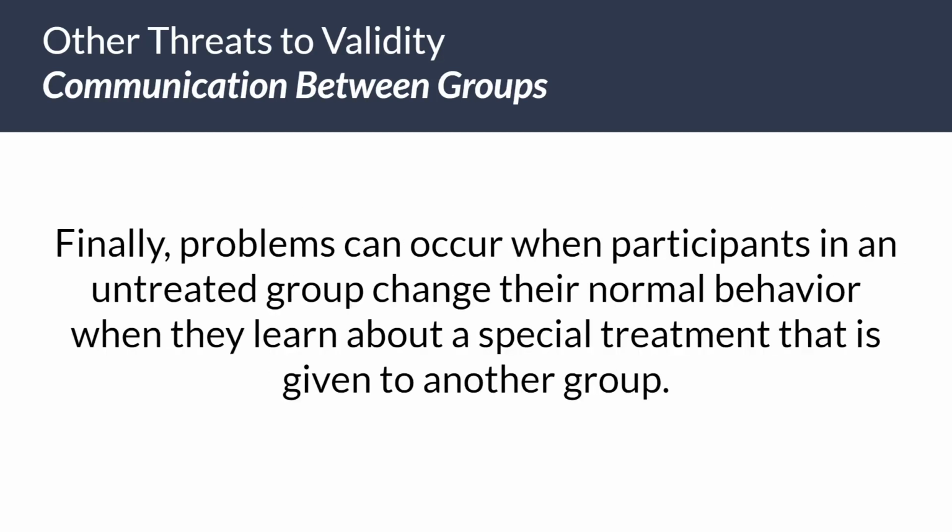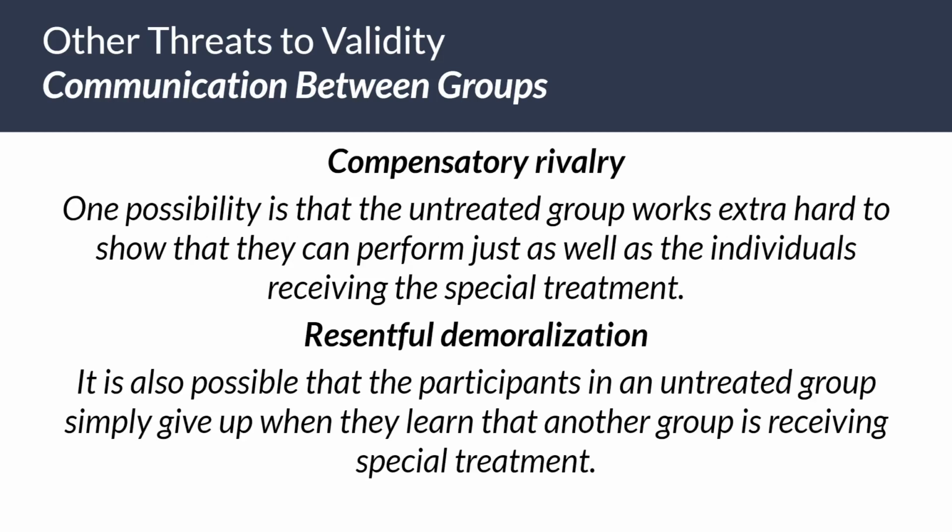And finally, problems can occur when participants in an untreated group change their normal behavior when they learn about the special treatment that is given to another group. That's why we have what we call compensatory rivalry and resentful demoralization. When we say compensatory rivalry, one possibility is that the untreated group works extra hard to show that they can perform just as well as the individuals receiving the special treatment. So even without therapy, I will do my best to make it look like I'm getting well.